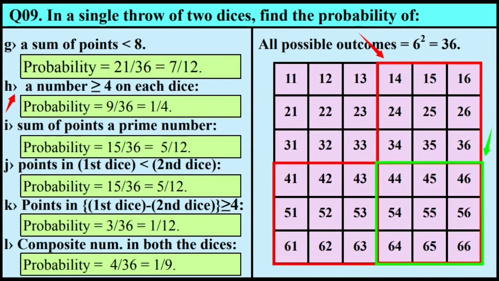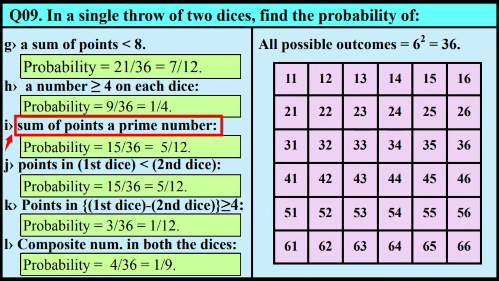And intersection of the two says that the points obtained in both the dices are 4 or more, and a total of 9 such outcomes are there. Hence, the number of favorable outcomes is 9. Therefore, probability is 9 by 36 and the value in simplified form is 1 by 4.